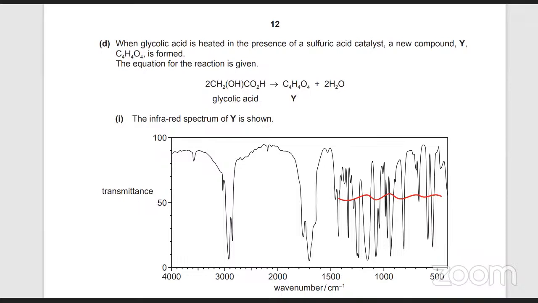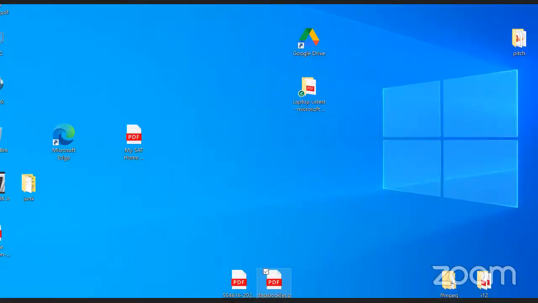So below 1500, not really sure. You can't really guess anything. But you got a strong absorption around 1600, 1700. What is the bond that absorbs frequencies at this range? C double bond O. Okay, the C double bond. Let me just open the.